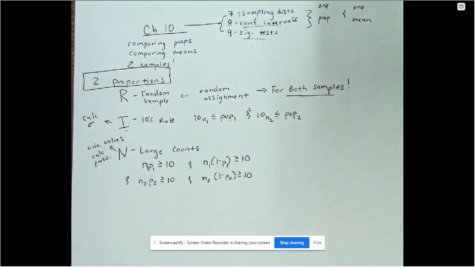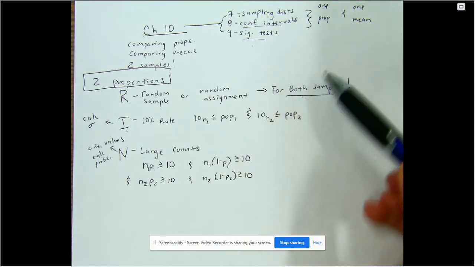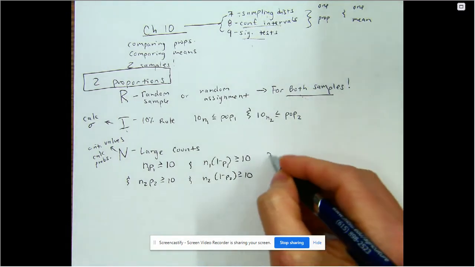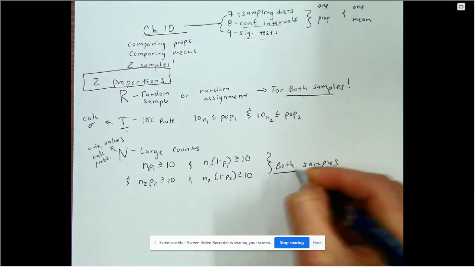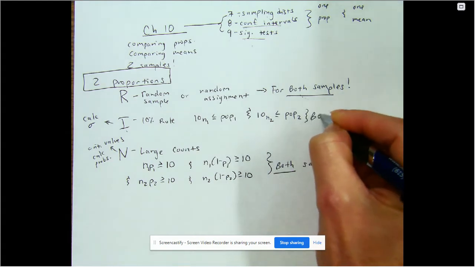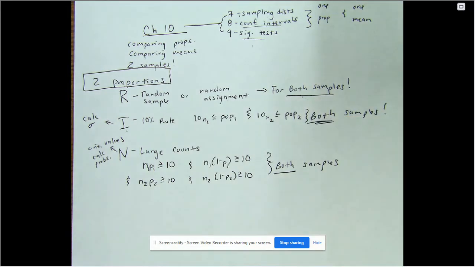So again, these are the same as we've been doing in chapters 7, 8, and 9. The only difference is we have to do it for both samples. Okay.